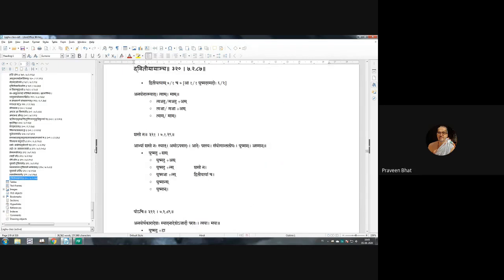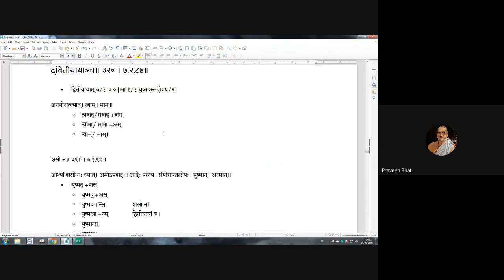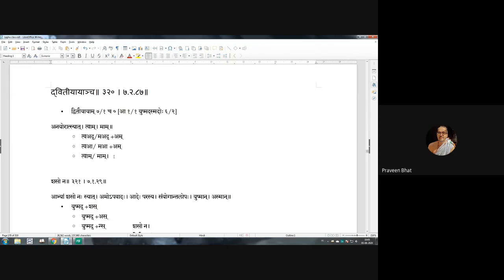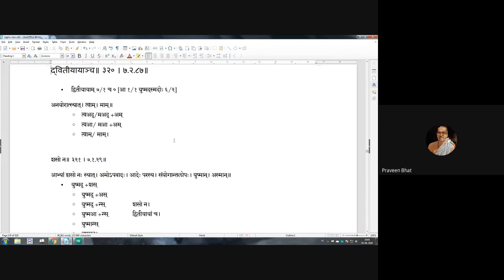So continuing with Yushmat and Asmad Pratipadikas, difficult forms, and there are so many sutras for each form. And after we finish that, we'll come to optional forms also. There are optional forms for some cases. So we look at them.